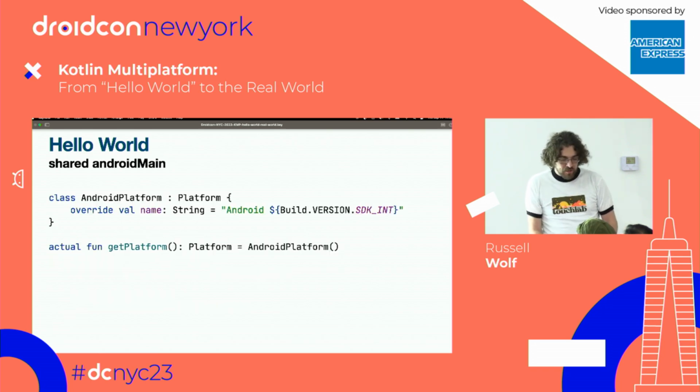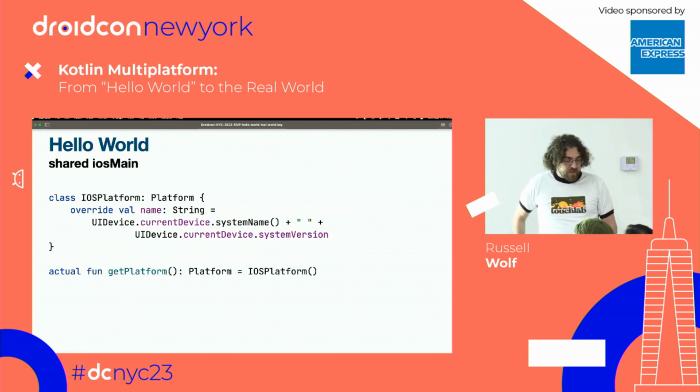So that was the common code. On the Android side, we get an implementation of that platform that calls into the main APIs to get the current platform version and gives the actual declaration to get the default platform. Similarly, on the iOS side, the implementation is different because now we're talking to iOS APIs instead of Android ones.